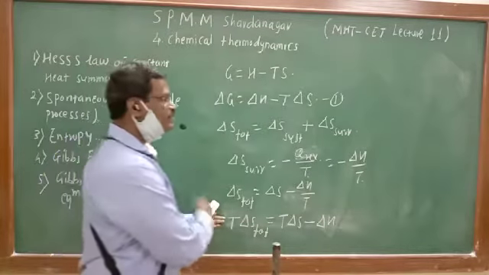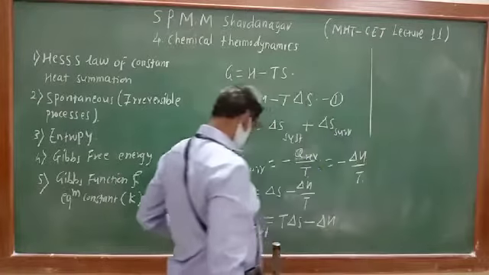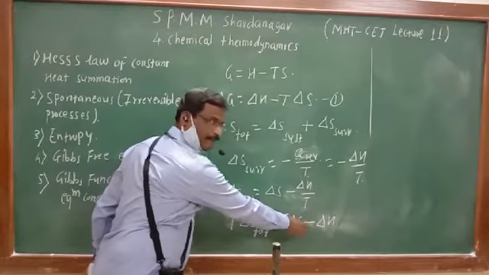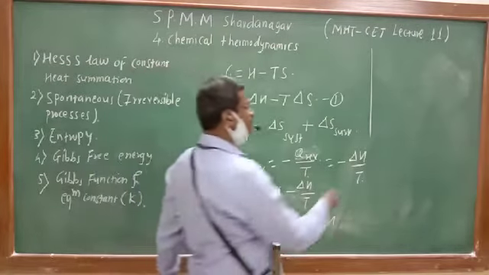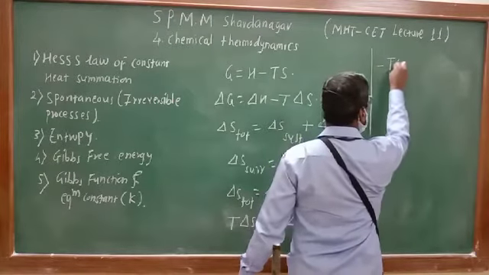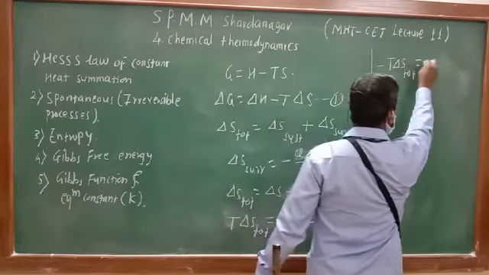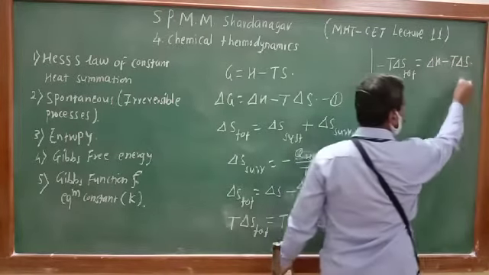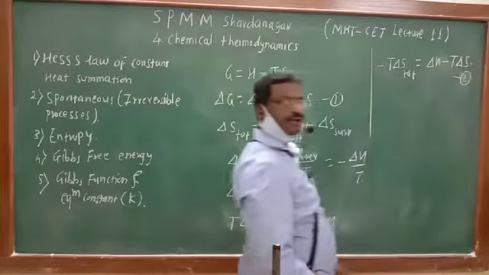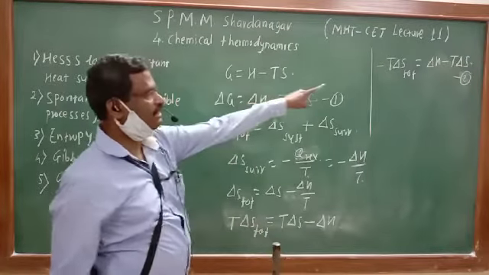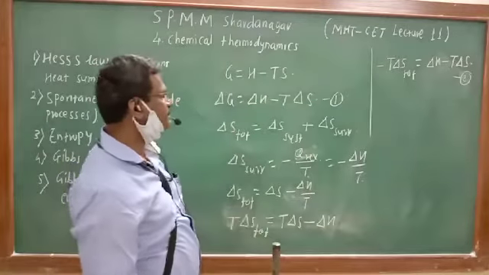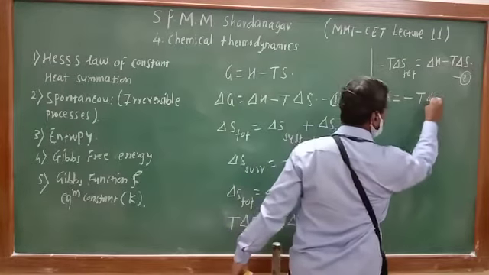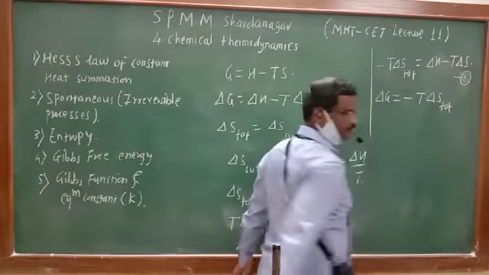Or I am writing this equation in one more format. If I make this negative, this is also negative, and this is positive. So it becomes minus T delta S total is equal to delta H minus T delta S. Let this be equation number 2. Now see, the right side of equation 1 and the right side of equation 2 are the same. Therefore, the left sides are also the same, and delta G is equal to minus T delta S total.